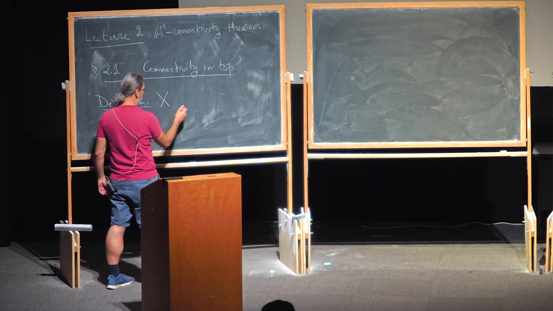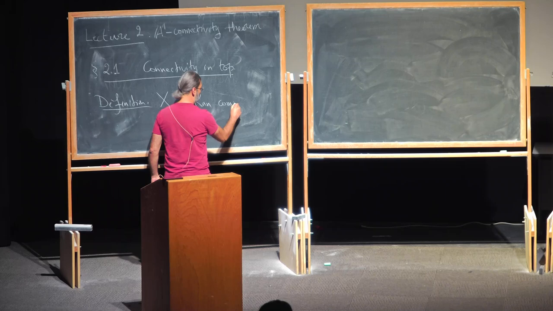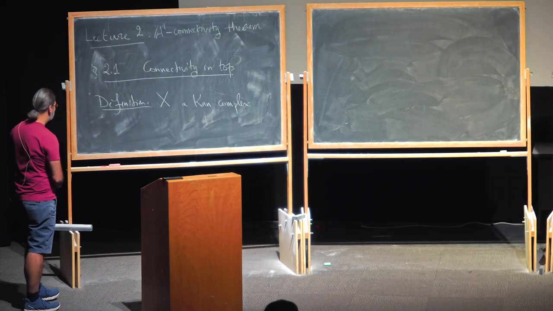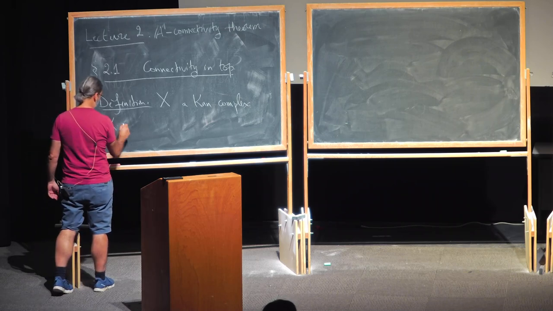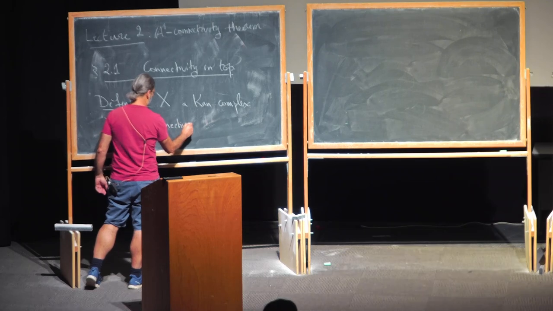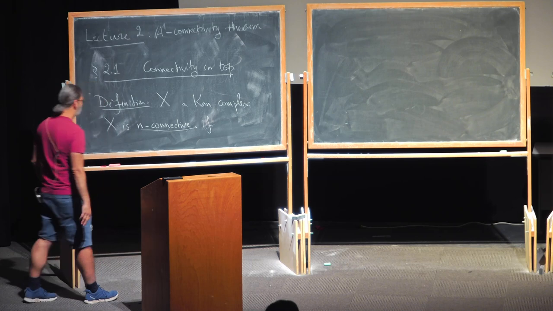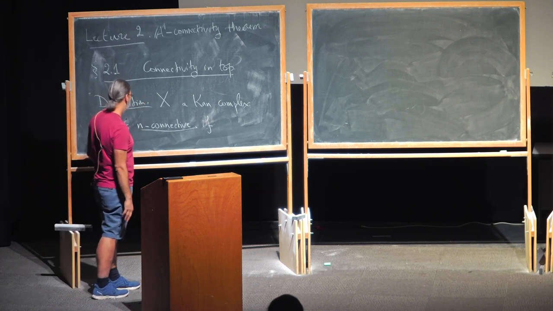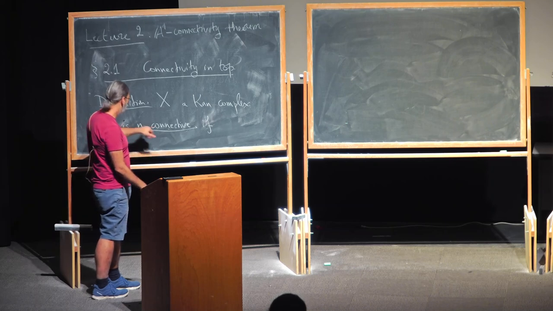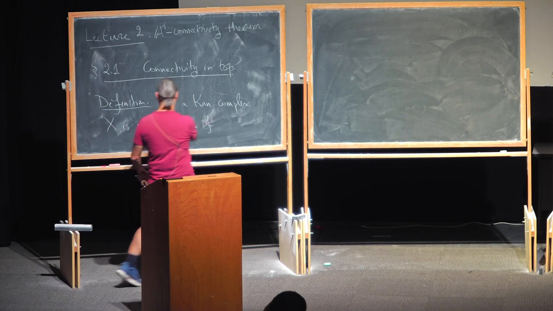Let X be a Kan complex, or if you prefer, a CW complex. So we say that X is n-connective if, roughly speaking, we want the homotopy groups of X somehow to vanish in low degrees, so smaller than n. But for this we have to assume that X is non-empty.